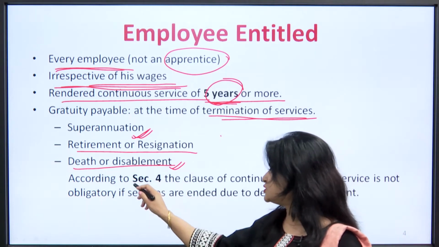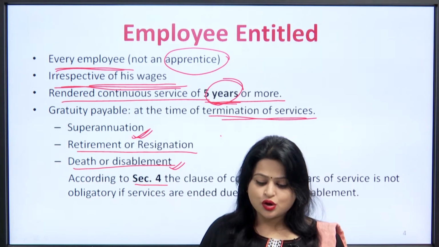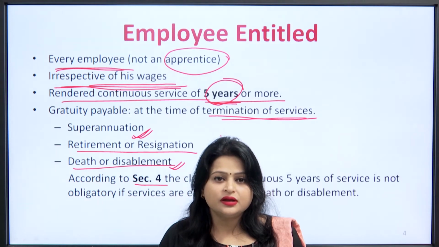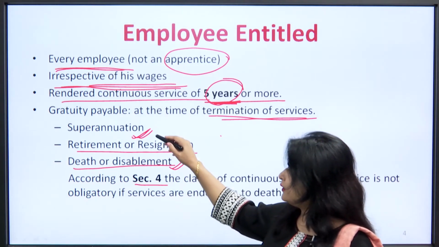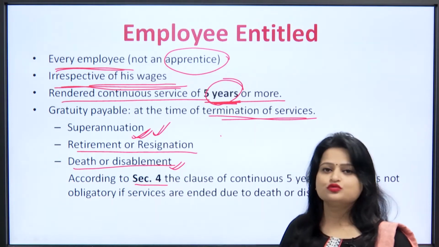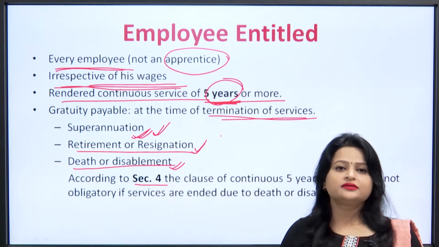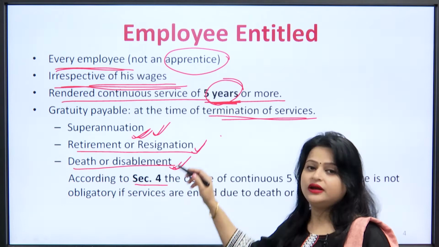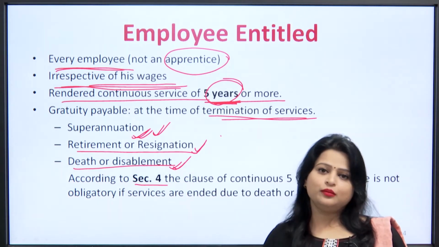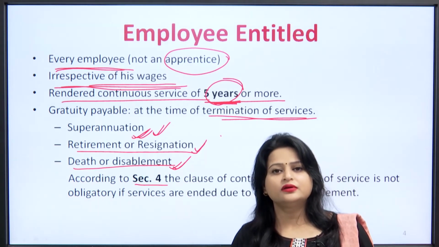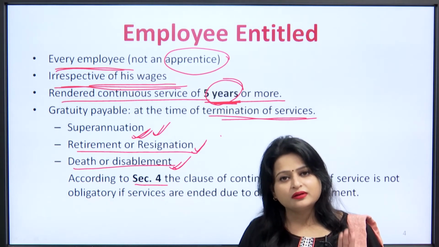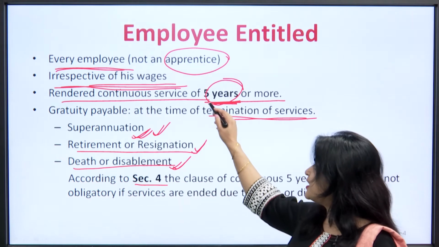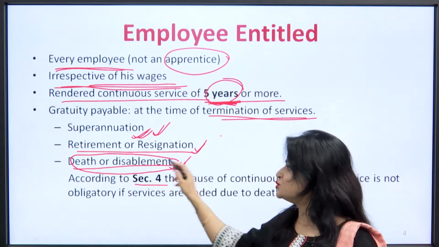There is one more clause according to Section 4. The clause of continuous 5 years of service is not obligatory if services are ended due to death or disablement, right. Here there is a condition: the employee has to work at least for 5 years. This will be compulsory in case of superannuation, and in case of retirement or resignation, but it is not obligatory in case of death or disablement. If an entitled employee dies within 2 years, or 3 years, after he has joined the establishment, or he has become disabled before 5 years, then he will remain entitled to the gratuity. The clause of 5 years is not obligatory in this situation, right?